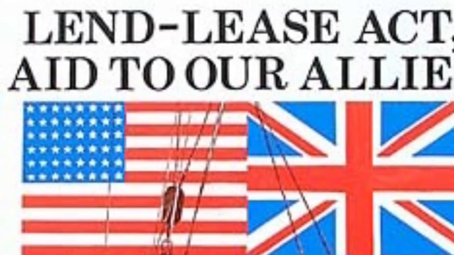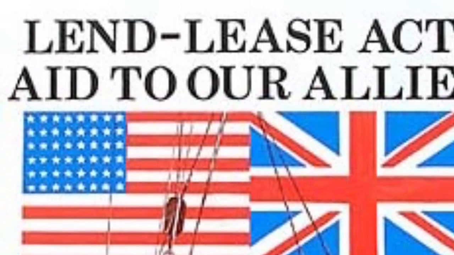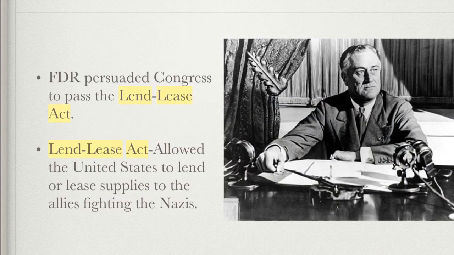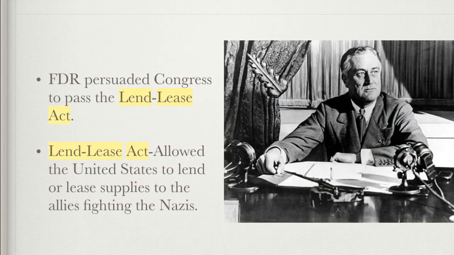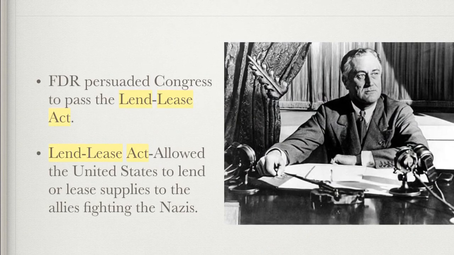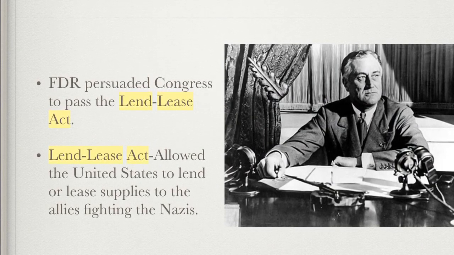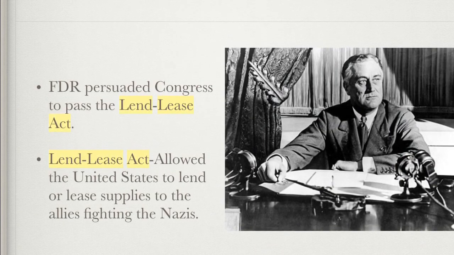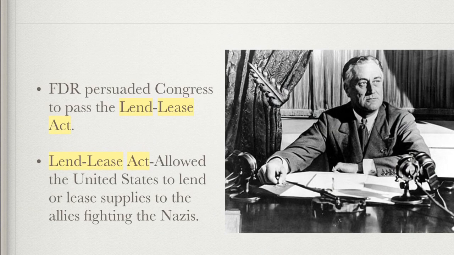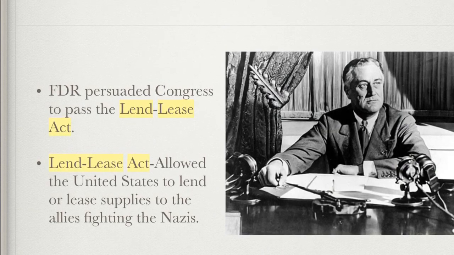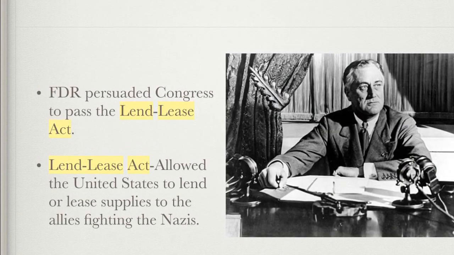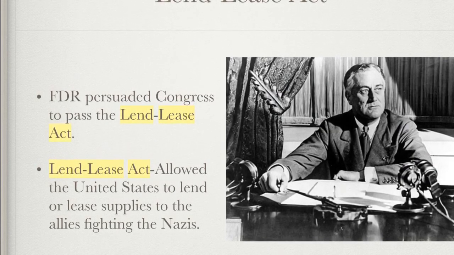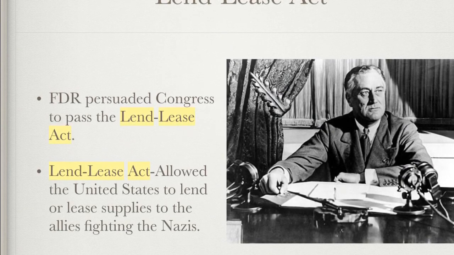So Roosevelt's second step was the implementation of the Lend-Lease Act of 1940. By 1940, it was very clear that the British were running out of money, and they could no longer afford the United States cash and carry policy. But Roosevelt was determined to help the British defeat the Nazis, so he persuaded Congress to pass the Lend-Lease Act of 1940. And the Lend-Lease Act allowed the United States to lend or lease supplies to the Allies fighting the Nazis, as well as carry those supplies on United States ships.